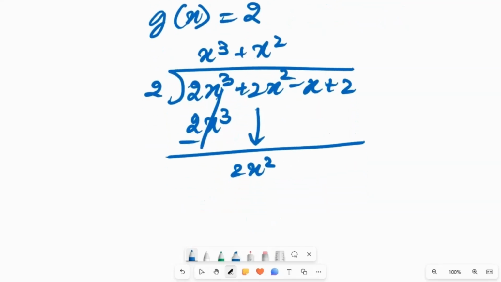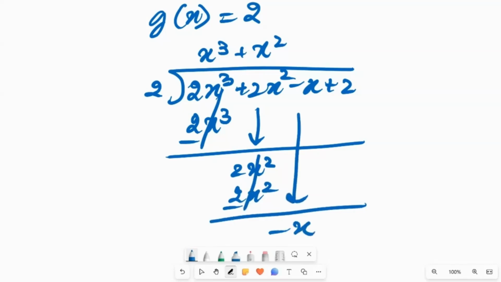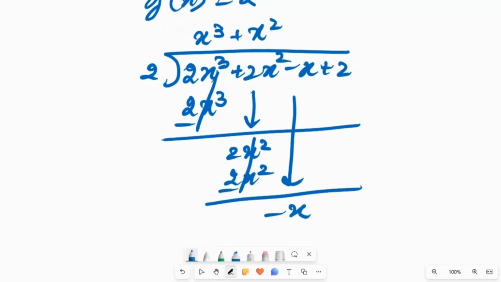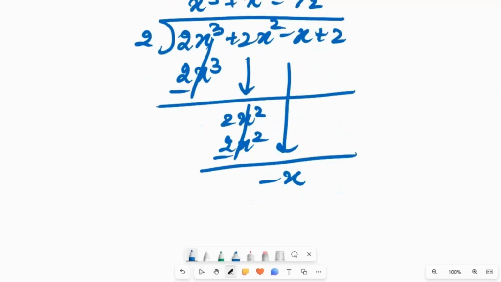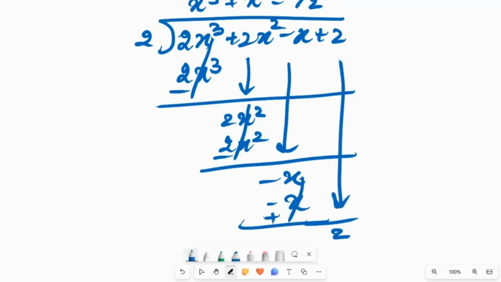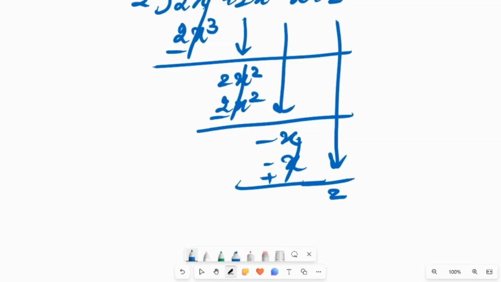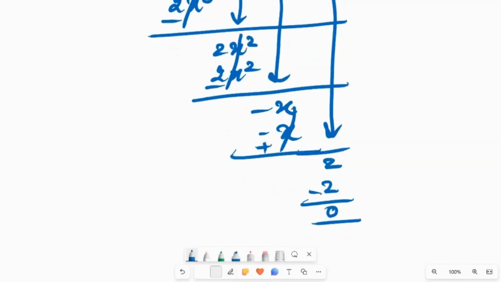Next multiply all the terms of g of x with the term we found. This would be 2x square, change the symbol, next bring the next one down, minus x. So what is the term that is to be multiplied to 2 to get minus x? I would multiply by minus x. If you multiply minus x by 2, I would get minus 2x, right? So change the sign, cancel out. Next we have 2 below and directly with plus 1 if you multiply, this would be 2, change the sign, this would be the remainder we got as 0.